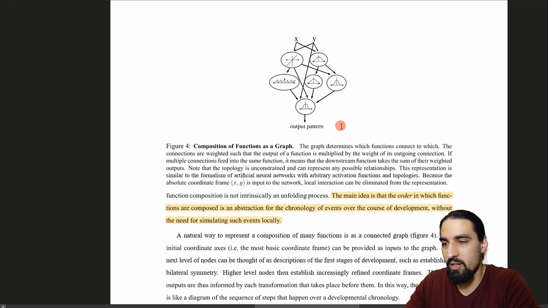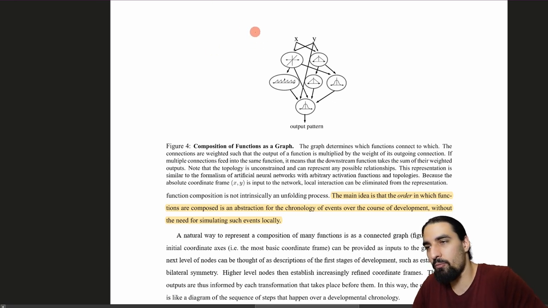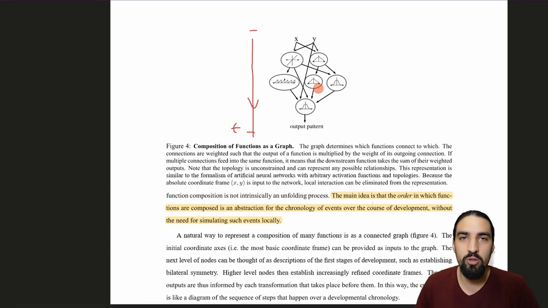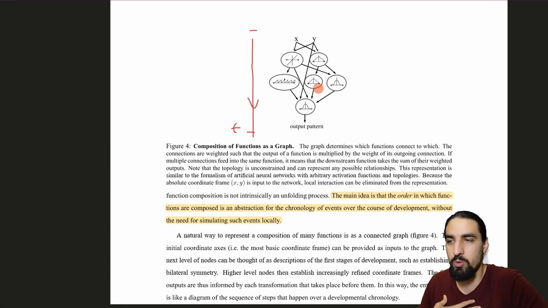So here is how CPPNs look, and they say that the main idea is that the order in which functions are composited is an abstraction for the chronology of events over the course of development, without the need for simulating such events locally. So in a way, signal flowing from here to here is an abstraction for the chronology of time. Even though we don't have any notion of time in this network per se, we are capturing the time and all of these local interactions by doing this functional compositing. Starting from x and y, which are just the coordinates of your Cartesian plane, we can generate the output, the phenotype, by composing functions. And compared to your regular artificial neural networks, instead of just using ReLU or sigmoid for the activation function, CPPNs use arbitrary functions which have some nice properties.